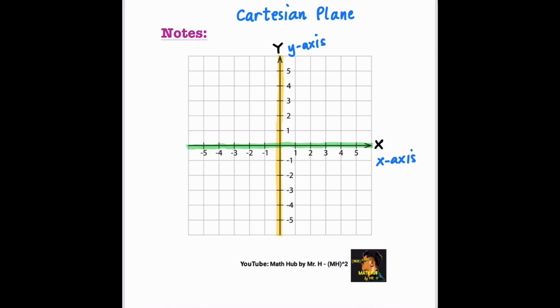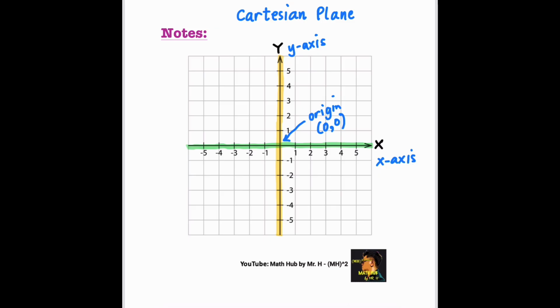Alright, so the other part that I want to talk to you about is the origin. So this is the intersection of the x-axis and the y-axis. So that's where all the counting will start. Basically, the location of that is at 0, 0, which are what we call the coordinates. So later I will explain that to you.